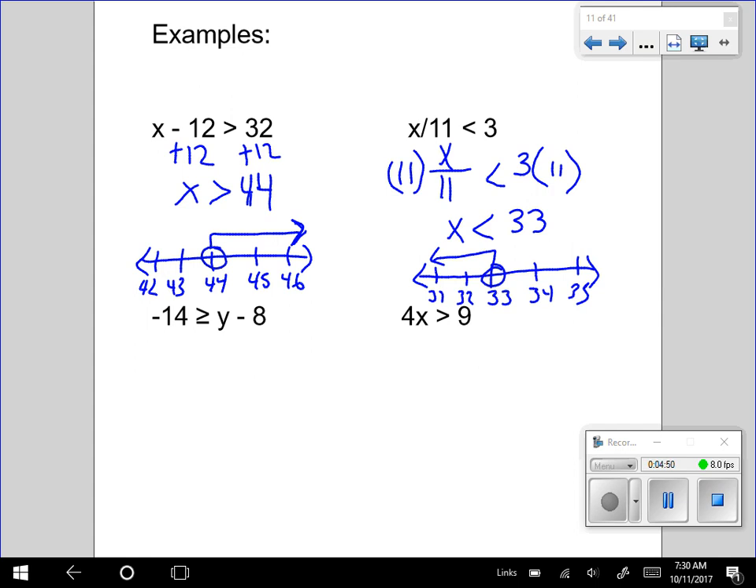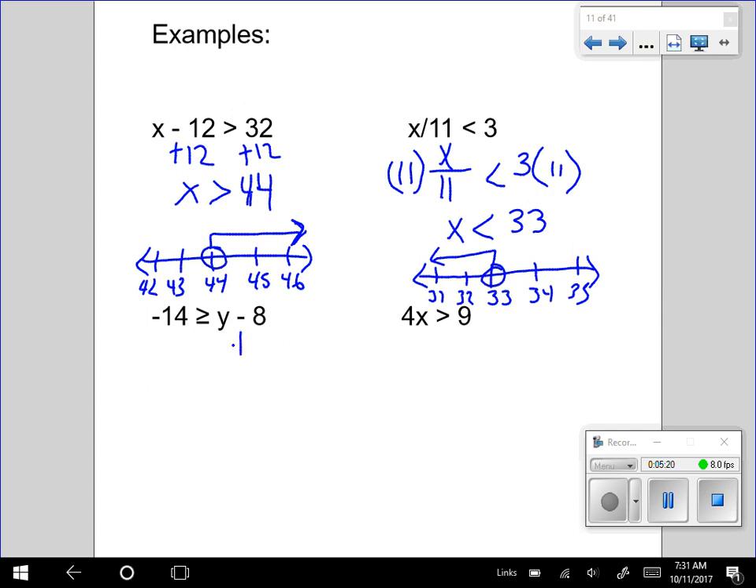Okay, so I want you to go ahead and try... Actually, I want to try this one with you first because it's a little different than what these two have looked like. So we have negative 14 is greater than or equal to y minus 8. Okay, so this is the first time we have not seen the variable on the left. We can either rewrite it here or rewrite it later. I'm just going to rewrite it later, and my whole goal is to get y by itself.